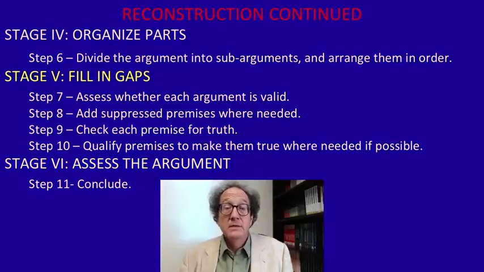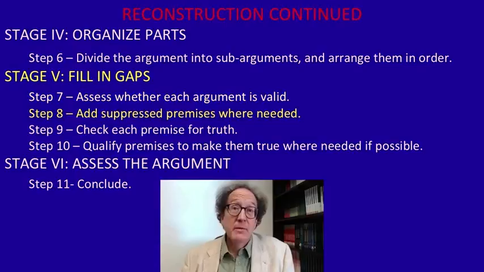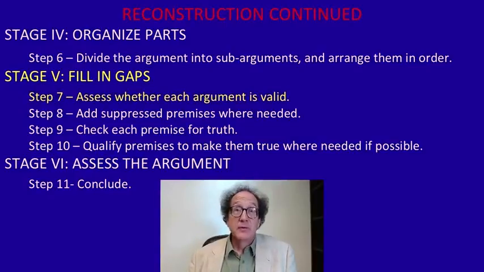Stage five really consists of four separate steps. First, we need to assess the argument for validity. Then we need to add suppressed premises, enough of them to make it valid. Then we need to assess those suppressed premises for truth or falsehood. And then we need to qualify the suppressed premises in order to make them true. And the whole goal is to make the suppressed premises both plausible for their truth and enough to make the argument valid. So these steps within the stage really do work in tandem together to try to make the argument good.